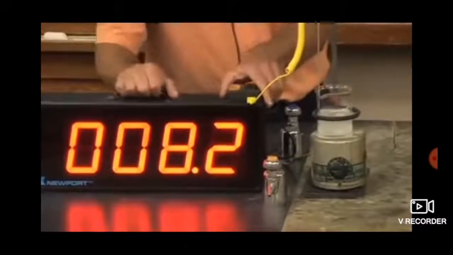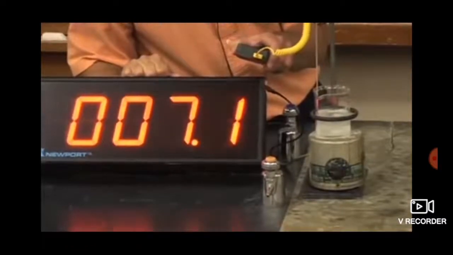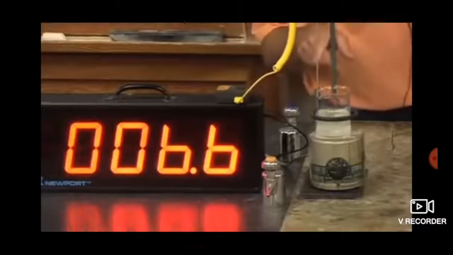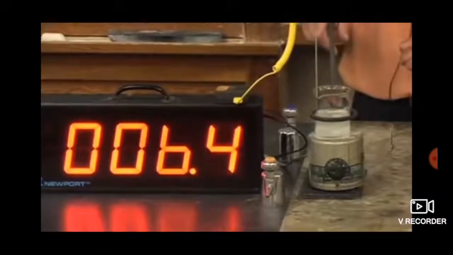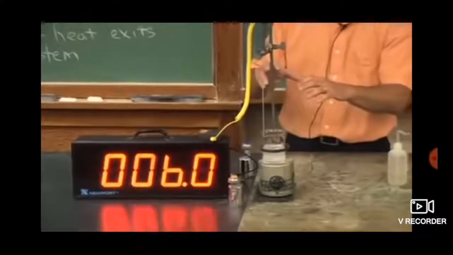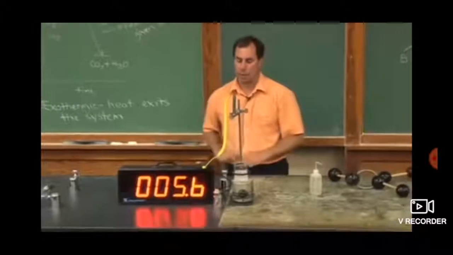On a good day, it'll drop down to about 0 degrees C. So it looks like we've got 7, and it's continuing to drop. The driving force for this reaction is the dissolving. The ammonium and nitrate ions are being surrounded by water, and it's going to a state of more disorder, as we say, and it's making the reaction happen.